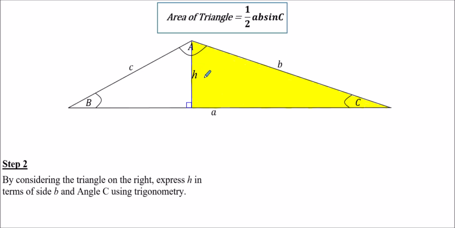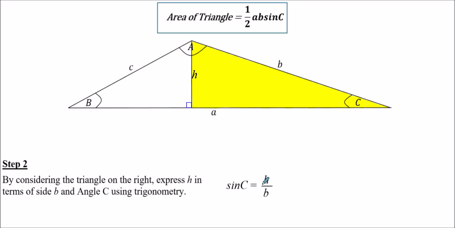If we're talking about h and b, relative to angle C, we're talking about the opposite side and the hypotenuse. If we've got a right-angled triangle and are interested in the opposite and hypotenuse, this is going to be the sine function. In other words, the sine of C is going to be h over b.